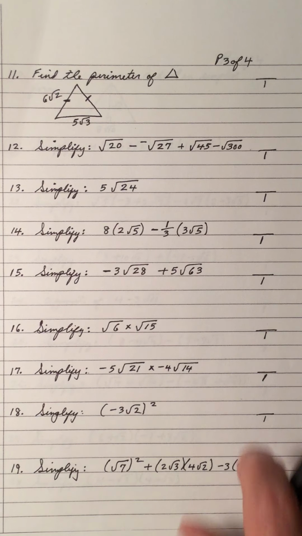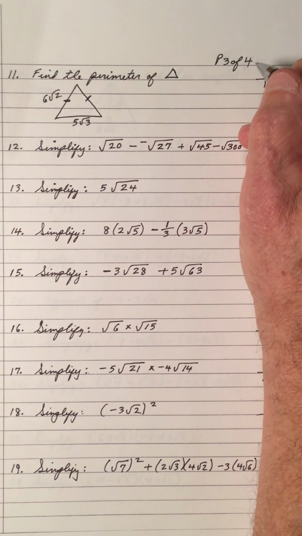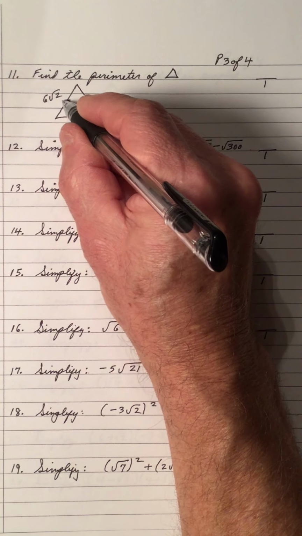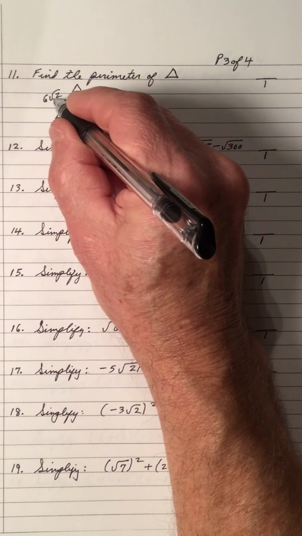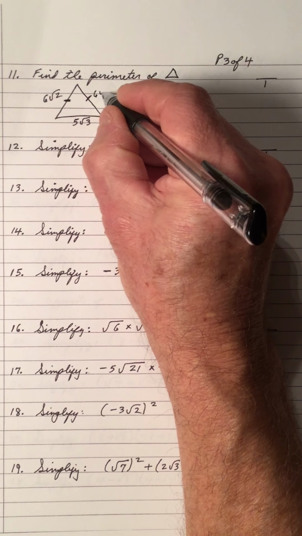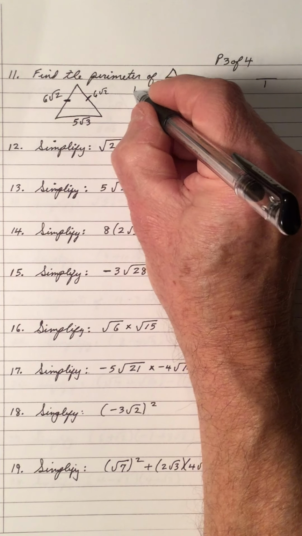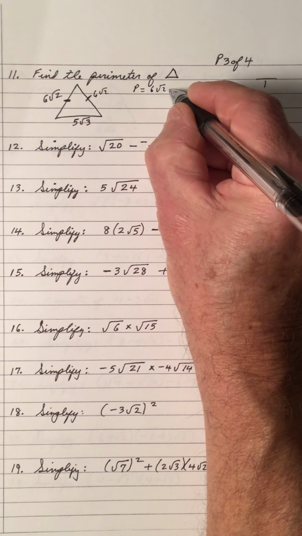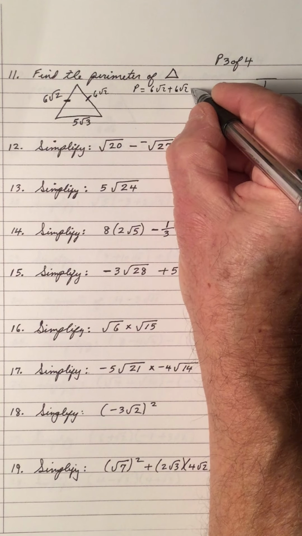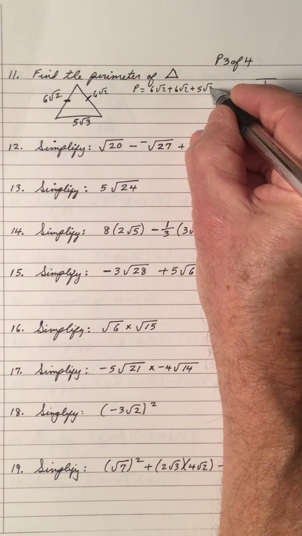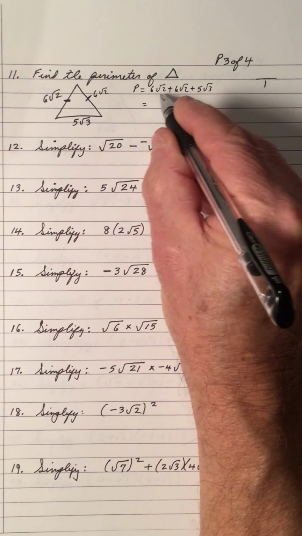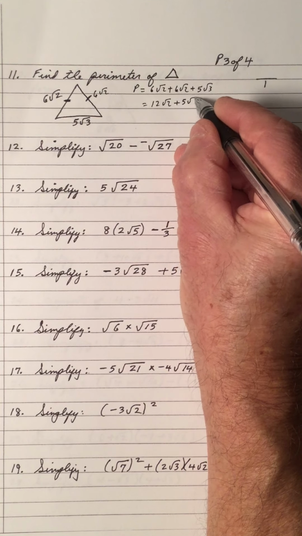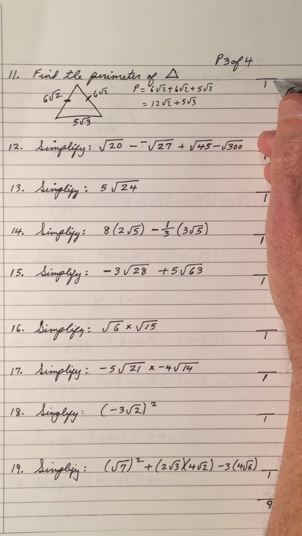Number 11, find the perimeter of the triangle. Perimeter means the distance around. So I see 2 marks, marked with 1 stroke, that means if that's 6 root 2, this is 6 root 2. And so the perimeter is the distance around, so the sum of all the sides. So it's 6 root 2, add on 6 root 2, add on 5 root 3. And when you add like terms, those two are the same. So that's a 12 root 2 plus 5 root 3. Give yourself another mark if you're right.